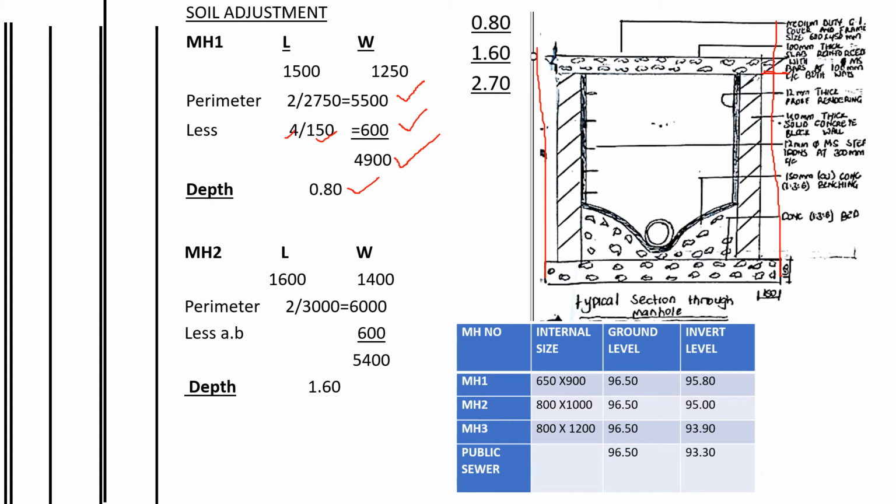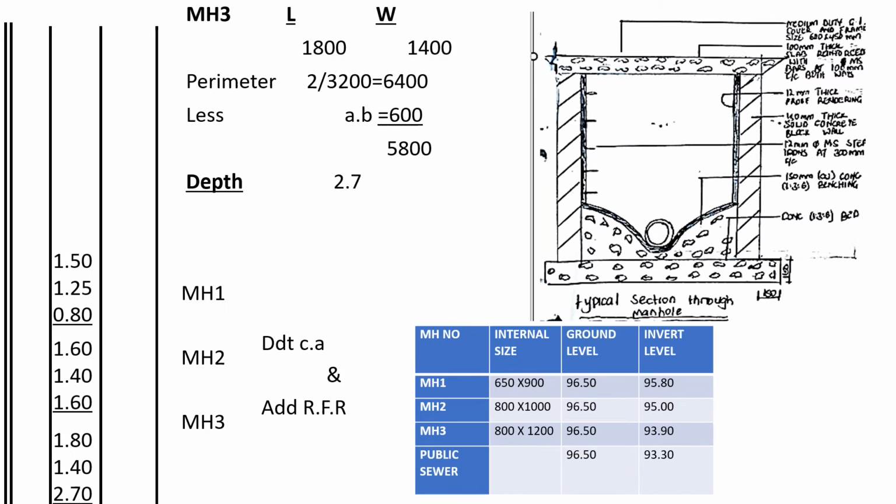Then we go to manhole 2. The external perimeter is 6000. Then we deduct as above 600. We get 5400. The depth is the same as for the stone walling. We go to manhole 3. The external perimeter, 6400. Then we less just like above 600. We get 5800. The depth is like for the stone walling, 2.7.